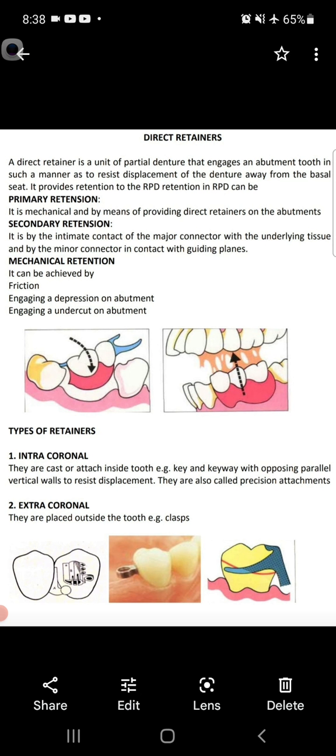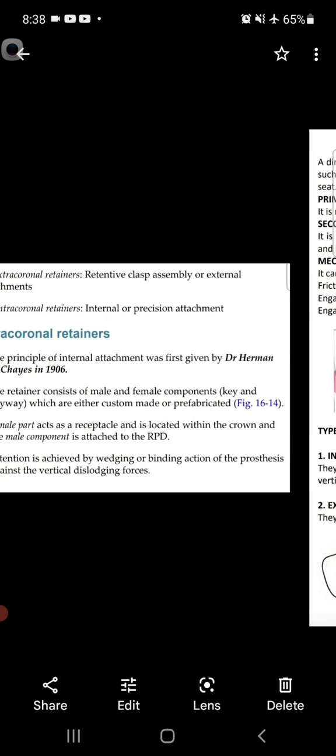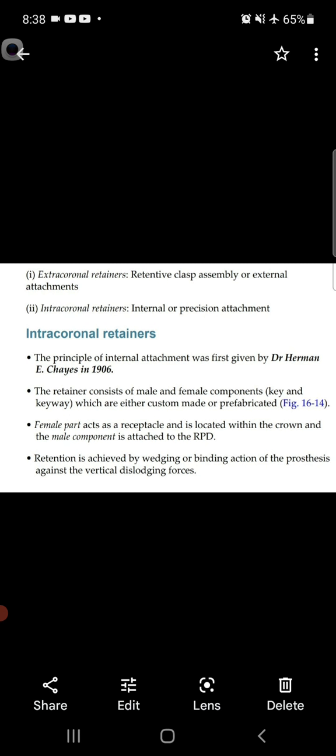Now, look at the diagram below. On the right side, there is an intracoronal retainer which has a key and keyway. In the middle diagram, on the tooth there is a keyway, meaning a hole, and the key of the RPD will be attached here. This is intracoronal, meaning we give it inside the crown. Next, on the left side, there is a tooth, and in bluish green there is a clasp assembly, which acts as an extracoronal retainer because we give it outside the tooth. So there are two types, extracoronal retainer and intracoronal.